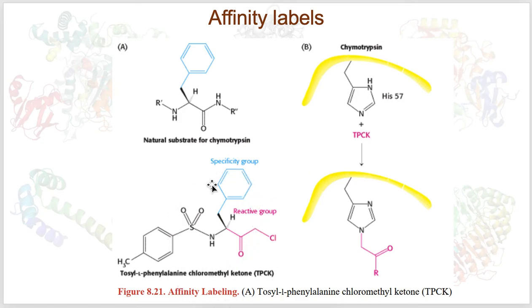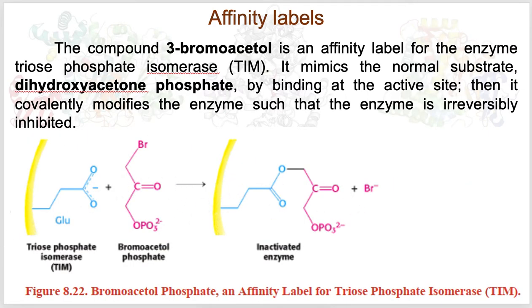This is the structure of TPCK, and this is the original natural substrate of the chymotrypsin, and as you can see, both this TPCK inhibitor and this original substrate have some structural similarity. This is another example of an affinity label.